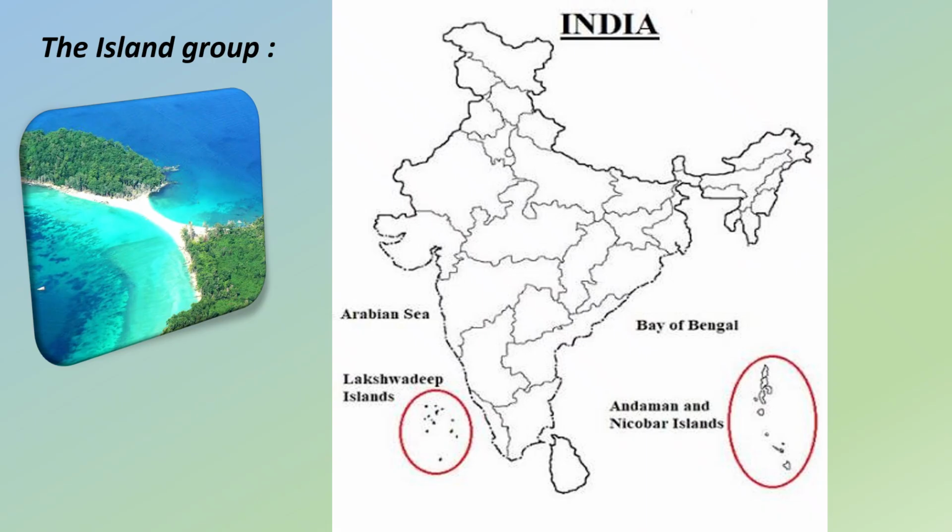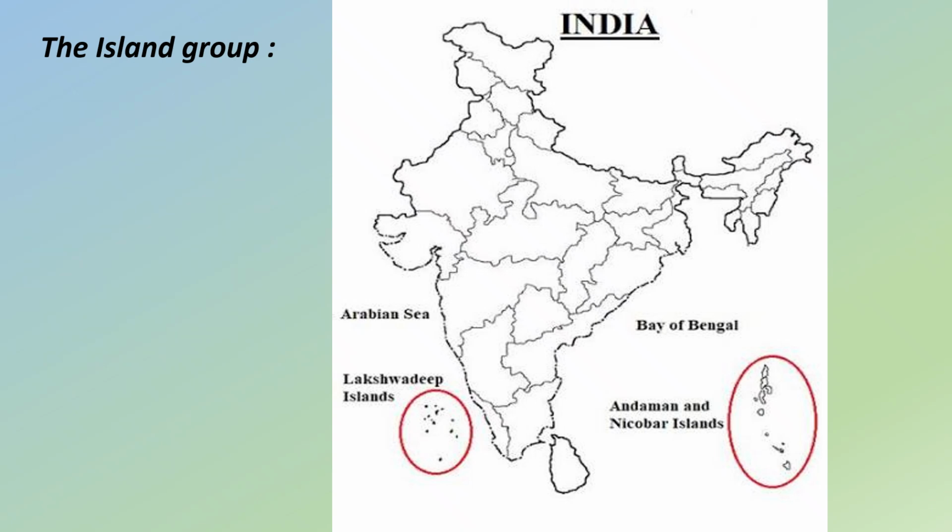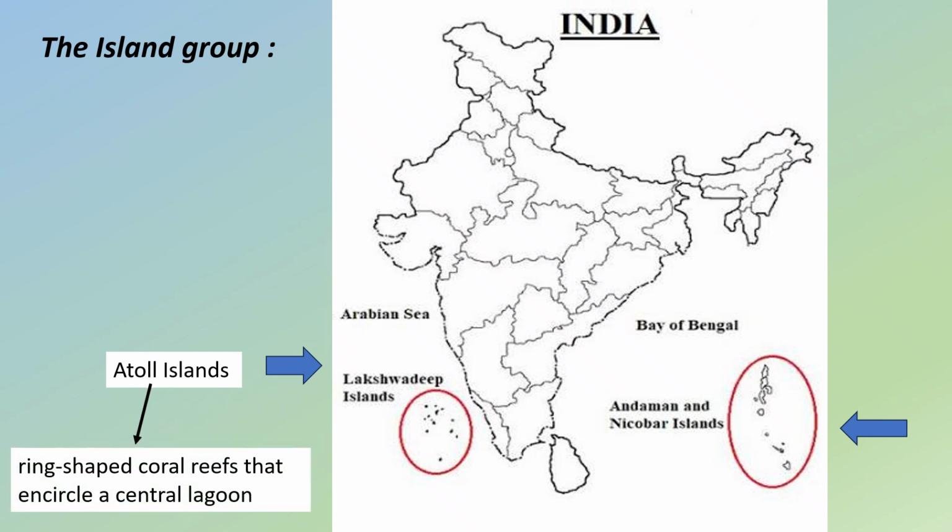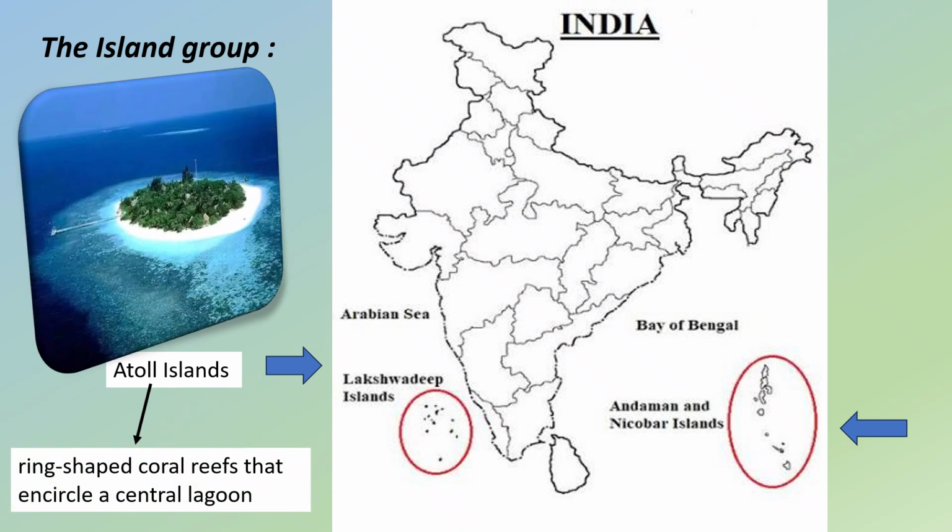India has many small and large islands along the coast of the mainland. These are included in the coastal island groups. Besides, India has two large groups of islands, one each in the Arabian Sea and in the Bay of Bengal. The islands in the Arabian Sea are known as Lakshadweep, whereas the islands in the Bay of Bengal are called the Andaman and Nicobar Islands. Most of the islands in Lakshadweep are atoll islands. An atoll island is a ring-shaped coral reef that encircles a central lagoon. They are small in extent and not very high.